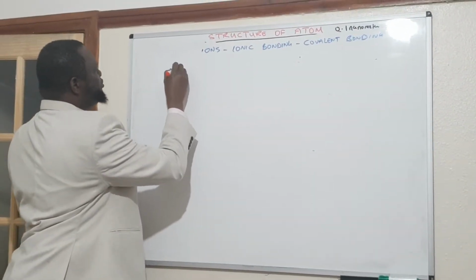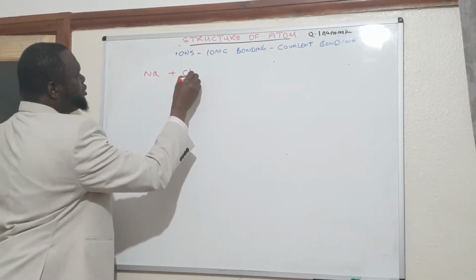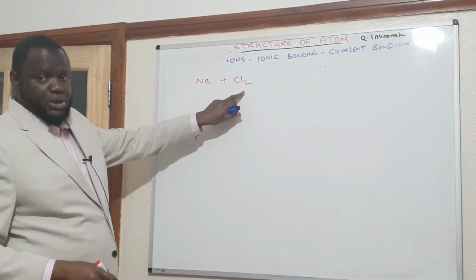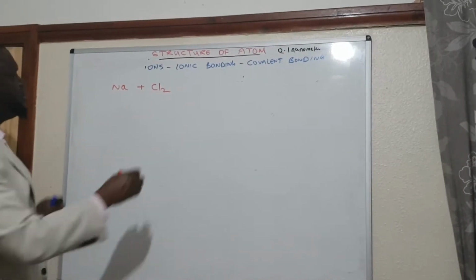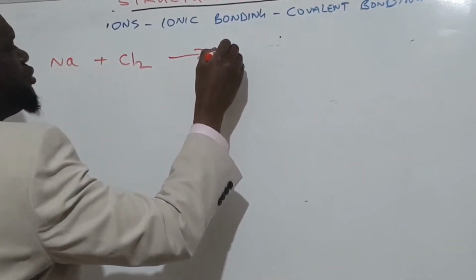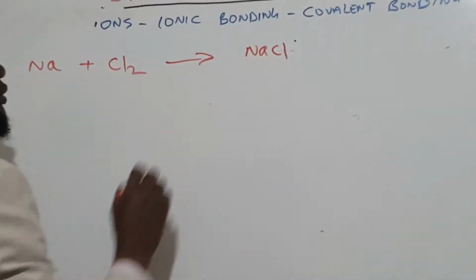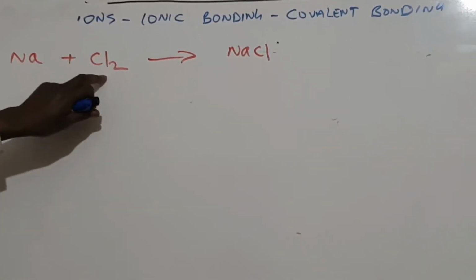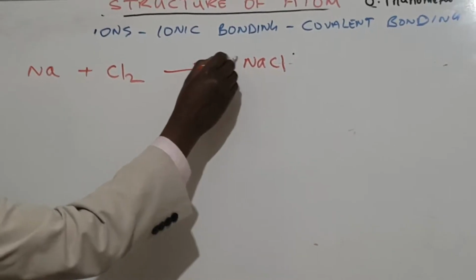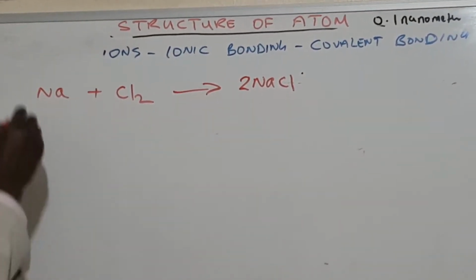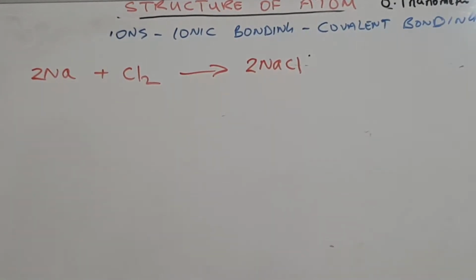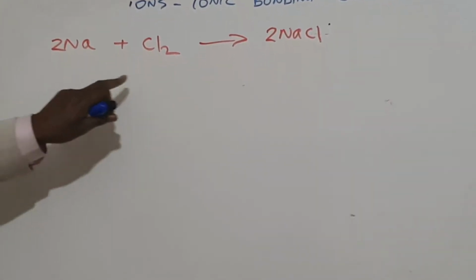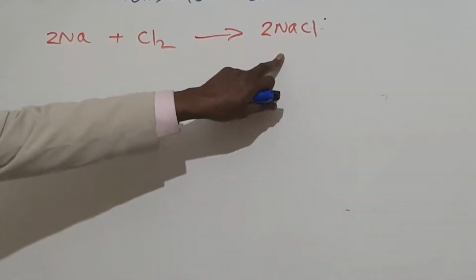Let's say sodium plus chlorine. Why did I say Cl2? Because it's a gas and it's a molecule in a covalent bond. We're going to have sodium chloride. We have not done balancing equations yet, but you can see this is not balanced because we have two here, one here. So we make this two. Now we have two sodium, so we make this two. So it is balanced now: one mole of sodium reacts with 1 mole of chlorine to give 2 moles of sodium chloride.